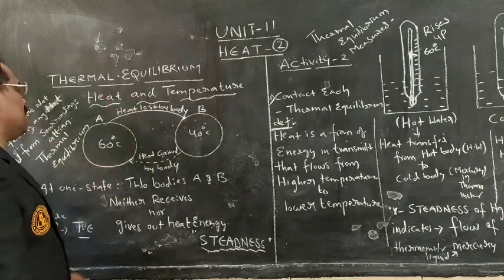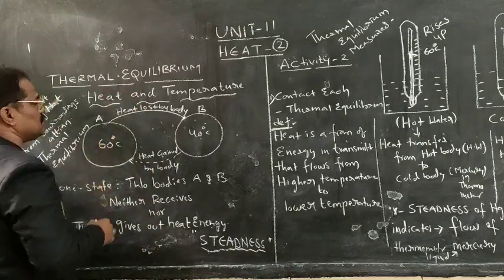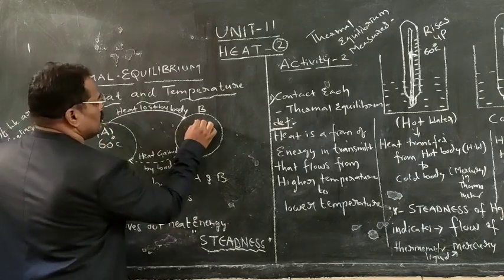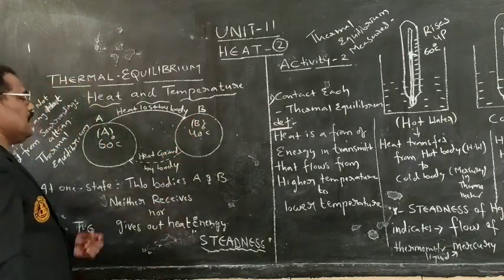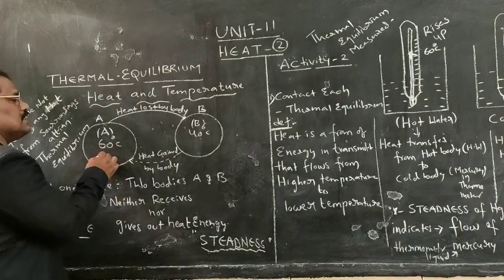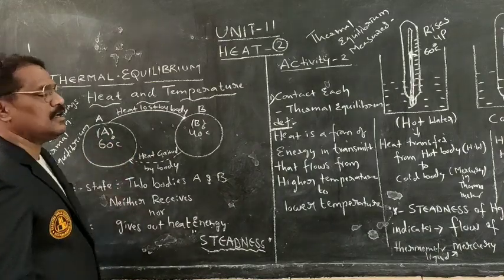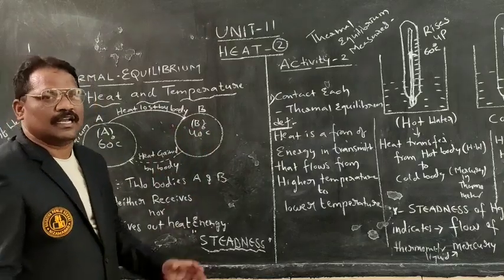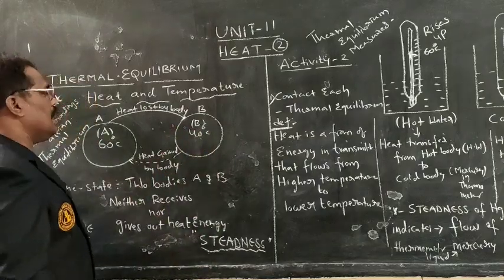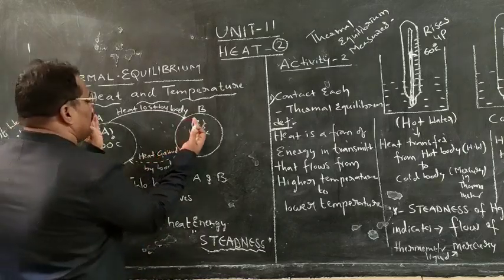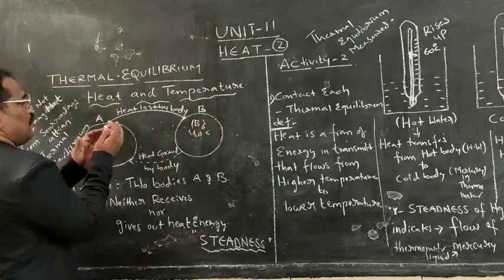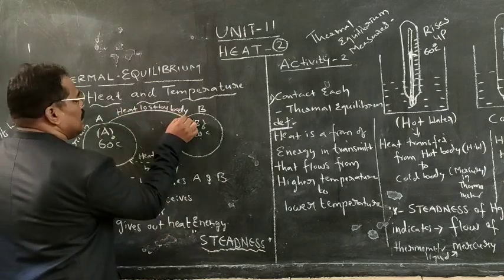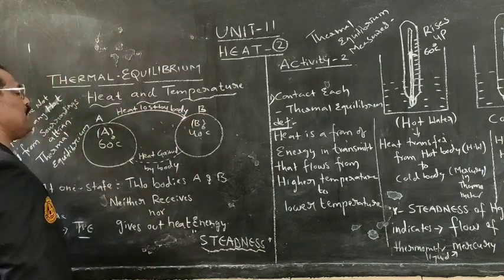To understand that, I am taking two bodies. This is the first body, A, and this is body B. Body A is at 60 degrees Celsius and body B is at 40 degrees centigrade. And I am bringing the two bodies together in contact with each other. As they are in contact, what happened?